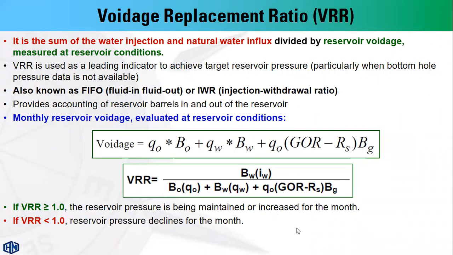So to maintain the average reservoir pressure at a high level, or even to increase the average reservoir pressure, it's important to keep the voidage replacement ratio higher than or equal to 1.